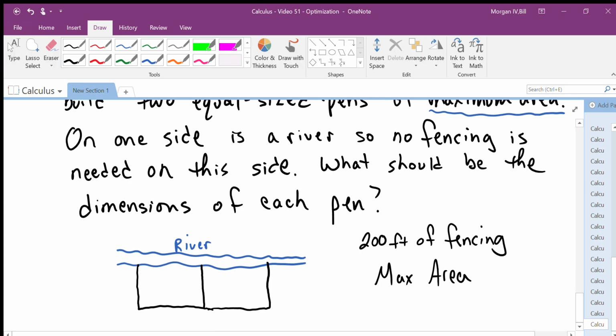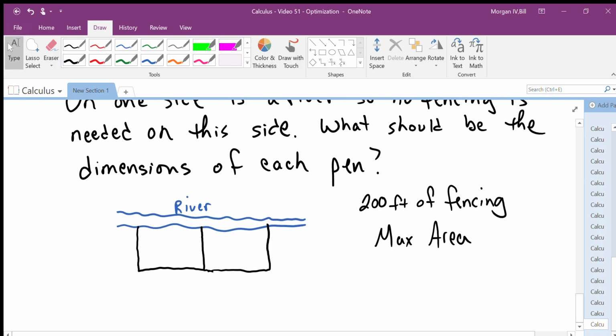Again, let's go ahead and put some variables where they need to be. How about an X here? And since this is a rectangle, if this side is X, that means this side is also X here and also X here. And so that's like the width of each pen. No fencing is needed along the river, but we do need some sort of fencing on the back end here. So let's call this Y here. And because these 2 pens must be the same size, let's call this Y here.